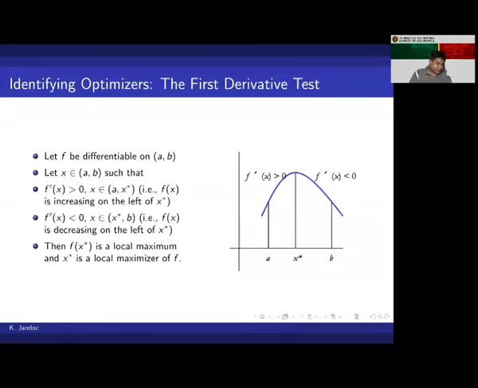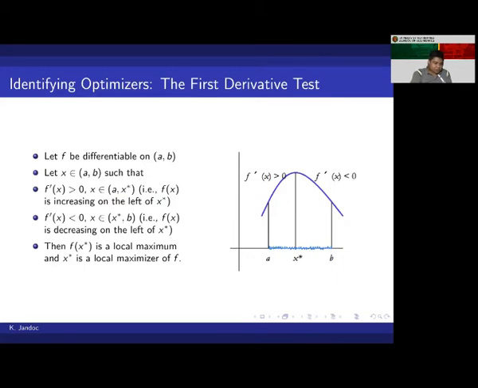Now, how do we identify where such optimizers are located? Here we'll discuss the first derivative test. Suppose we have a function f that's differentiable on the interval AB. So in the interval AB, in this slice of the domain, the function f is differentiable, meaning you can take the derivative of f.